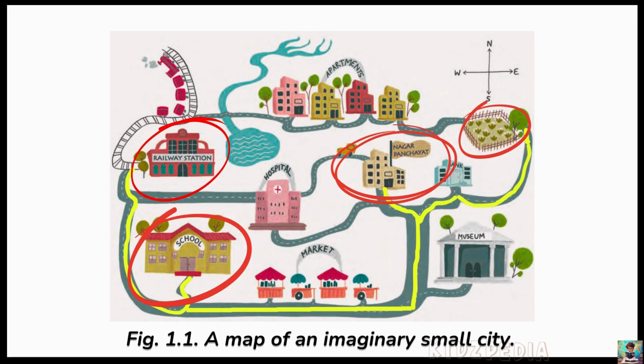The school is near to the railway station. The Nagar Panchayat is in the middle and the public garden is farther. So, the public garden is farther from the railway station.